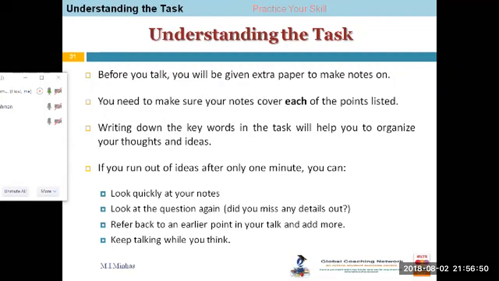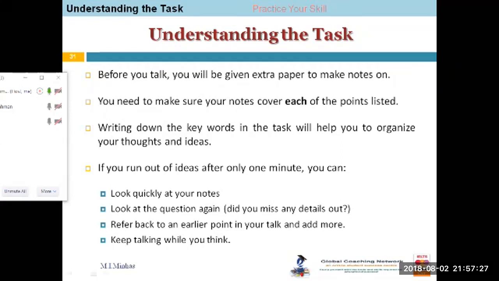But let's say you have covered all the points you made, okay? And the examiner has not asked you to stop. That means you have covered all the points maybe in 1 minute or 1 minute 20 seconds, and you were supposed to talk for about maybe 2 minutes, right? Okay. So in this scenario, look at your notes quickly and see if you have missed any point. Look at the question again if you have missed any point.